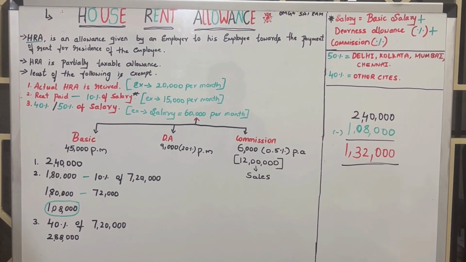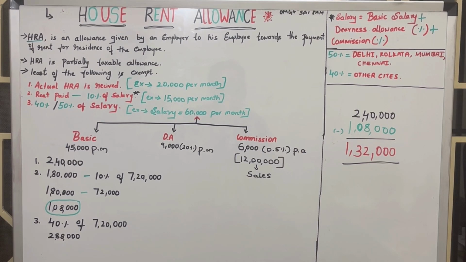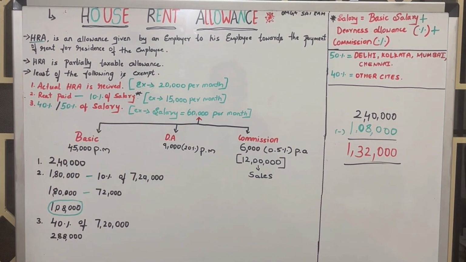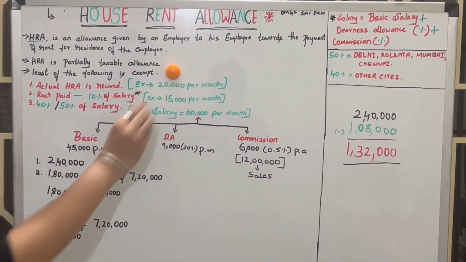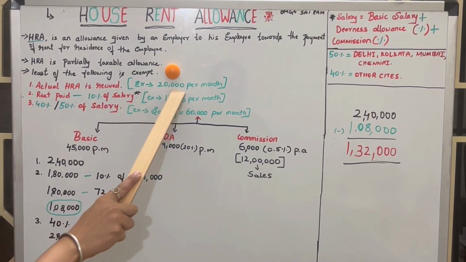Okay, so what is the maximum exemption an employee can claim? Let's understand that in the next point. Least of the following is exempt from tax. What is the first one? Actual HRA received. Let's say, for example, the employer is paying 20,000 per month as house rent allowance.